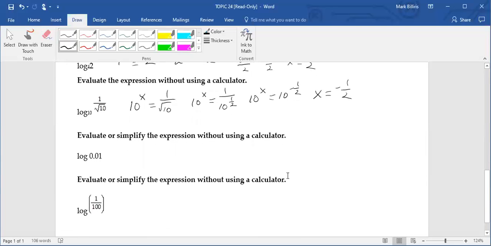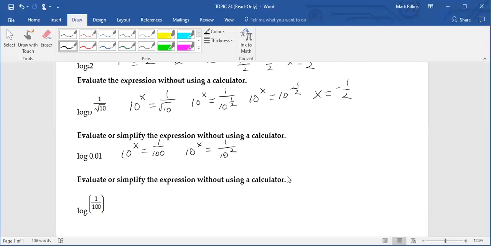My next example, again, we're talking about writing or simplifying without using a calculator. So anytime we have log, remember the base, if it's not shown, is base 10. So I want to know what 10 raised to what power is going to equal 0.01. Now 0.01, I'm going to change to a fraction to make it easier. So this is the same as 1 over 100. So I need to express these as having the same base. So here it's 10 to the x equals 1 over 10 squared, because 10 squared is the same thing as 100.